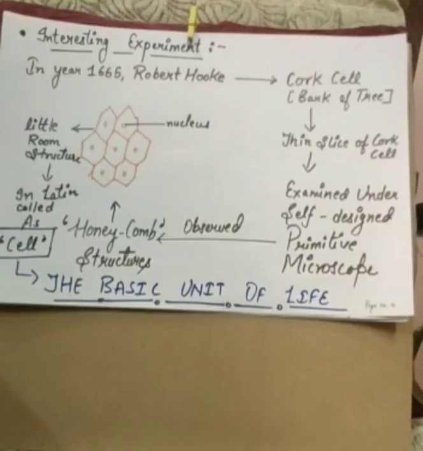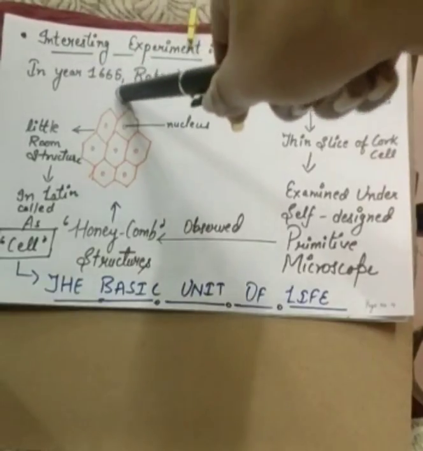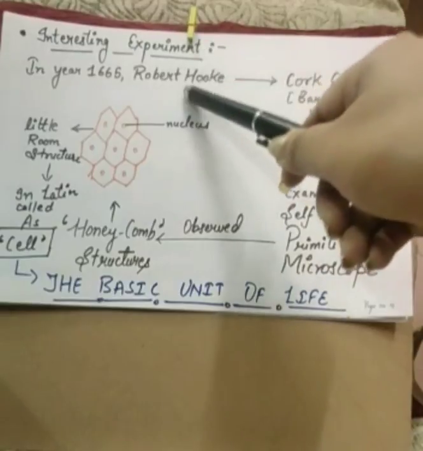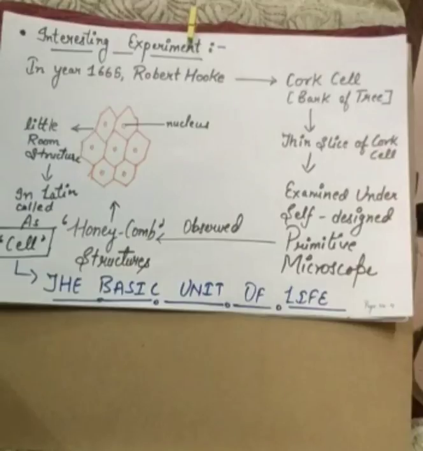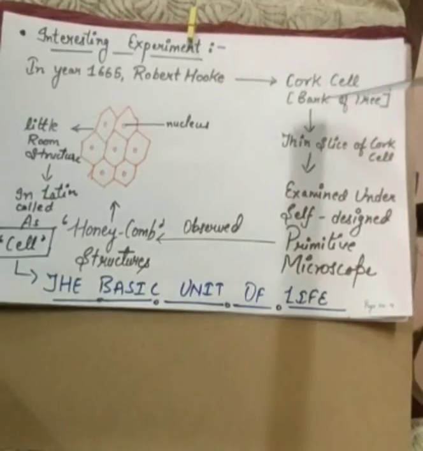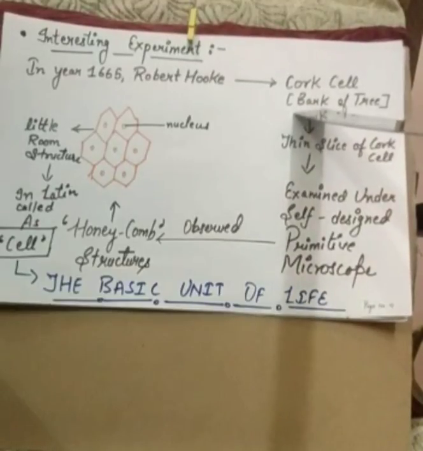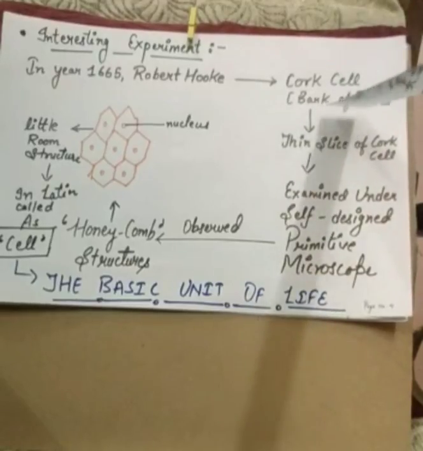Now continuing with an interesting experiment from earlier times, in the 19th century, in the year 1665, there was a scientist named Robert Hooke. What he did, he took one cork cell. We understand the cork cell like this: you have all seen a tree. That tree has a wooden portion, which is called bark. That bark of the tree helps to make the bottle cap.